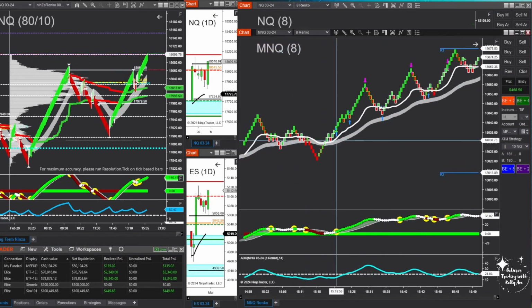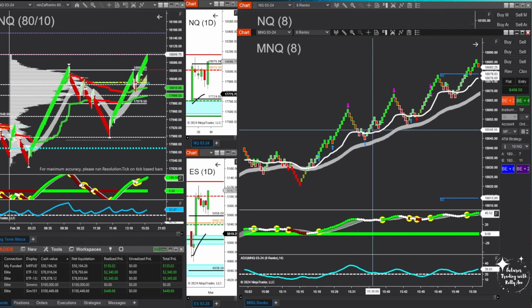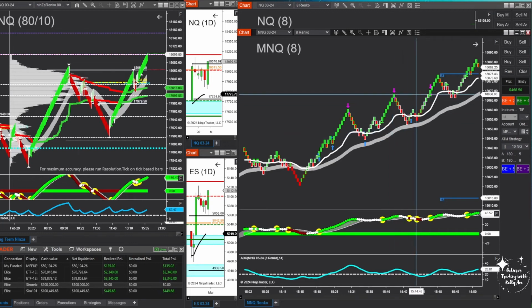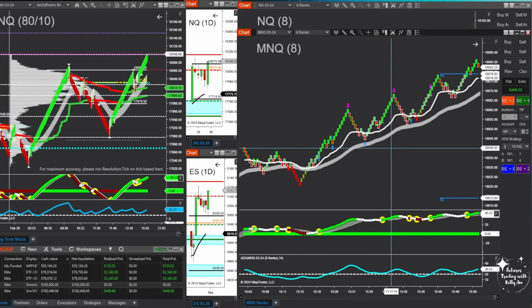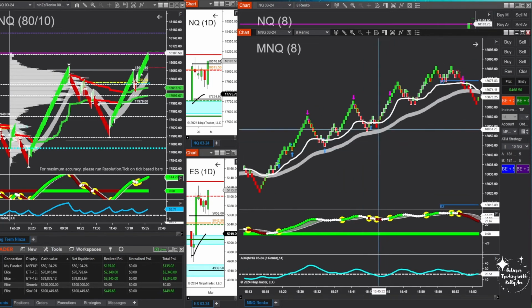So here it is, you got your entry here. Say you entered here, right? And then the price pulled back to here, you move your stop to here. So you would have got stopped out. Then you would have got a little profit, but you would have got stopped out. Then you entered again here, and your stop was here. You moved your stop to here. Your first two targets would have got hit. Your runner would have gotten stopped out. You had another entry here.